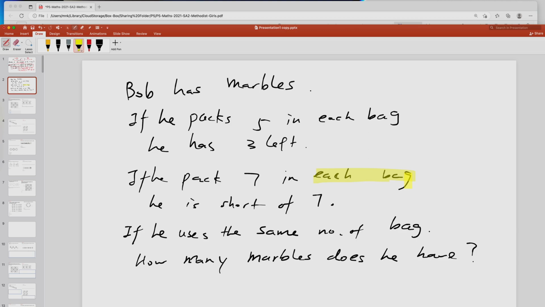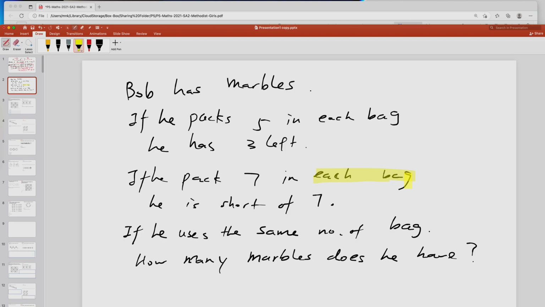Is it just 5u in the last column? No, that's why I asked you not to erase. Don't erase, okay. Put it back. 5u plus 3, right? So this one will be 7u minus 7. That's why I asked you not to erase.